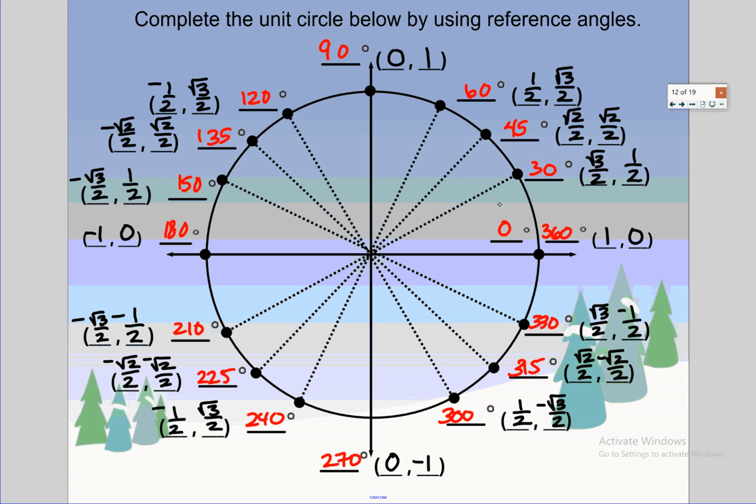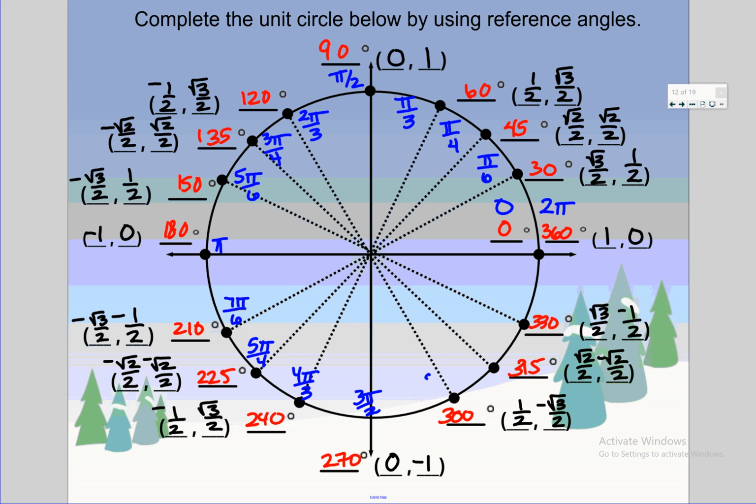I'm going to take a second and put all my radians on here also because I didn't have those. 0, 2 pi, pi over 6. You can double check your numbers if you want on these. Pi over 4, pi over 3, pi over 2, 2 pi over 3, 3 pi over 4, 5 pi over 6, pi, 7 pi over 6. Oops, that's a 6. 5 pi over 4, 4 pi over 3, 3 pi over 2, 5 pi over 3, 7 pi over 4, and 11 pi over 6. There we go. Got them all in there.